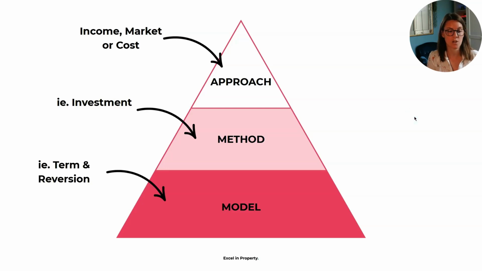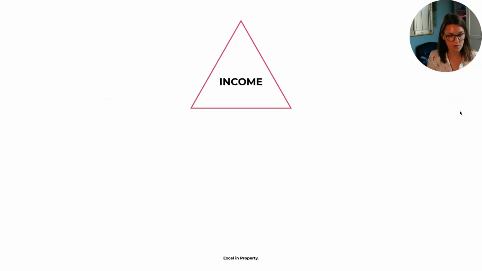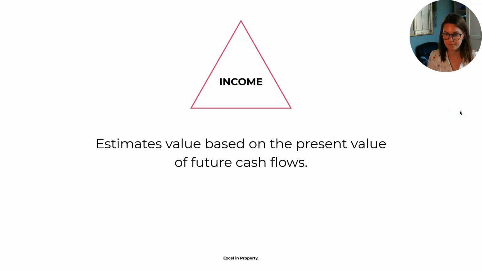For example, the term and reversion or discounted cash flow to suit the complexity of the cash flow and the level of transparency required. So the income approach is most commonly used for investment property. It estimates the value based on the present value of future cash flows. It's used for properties such as hotels, offices, and retail parks.